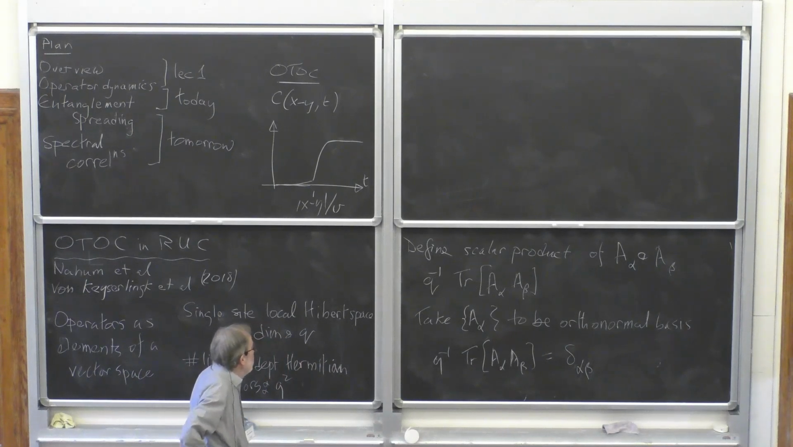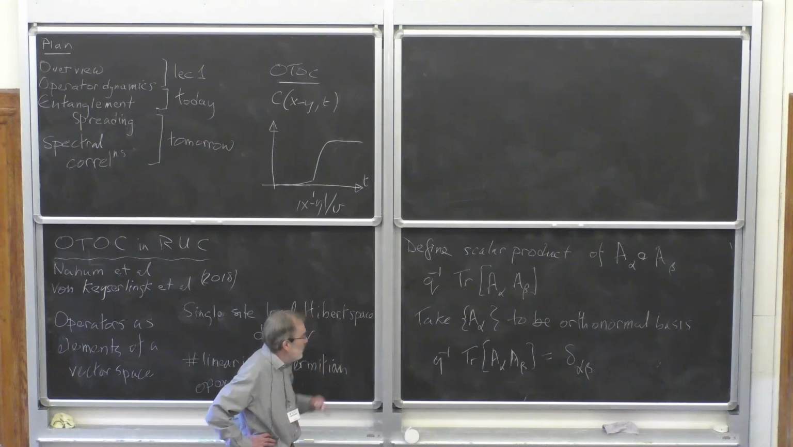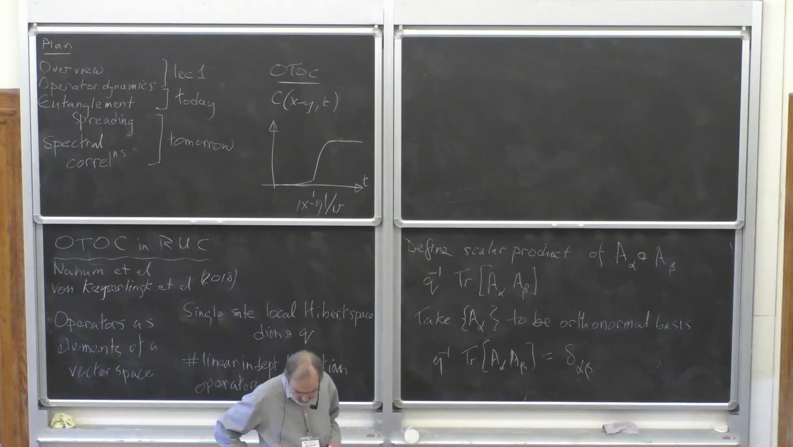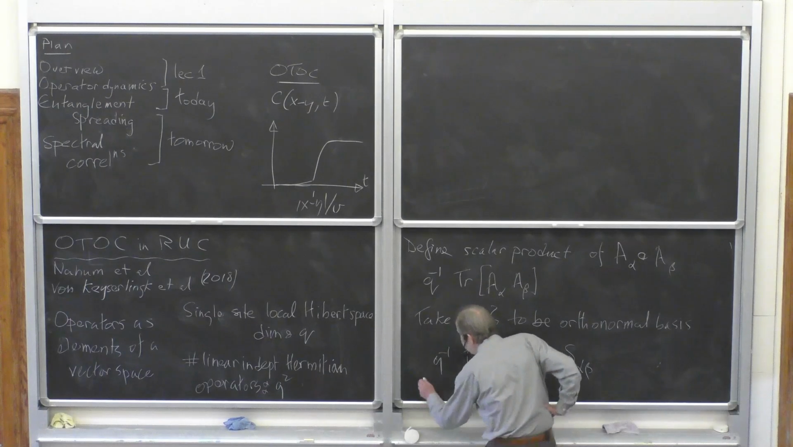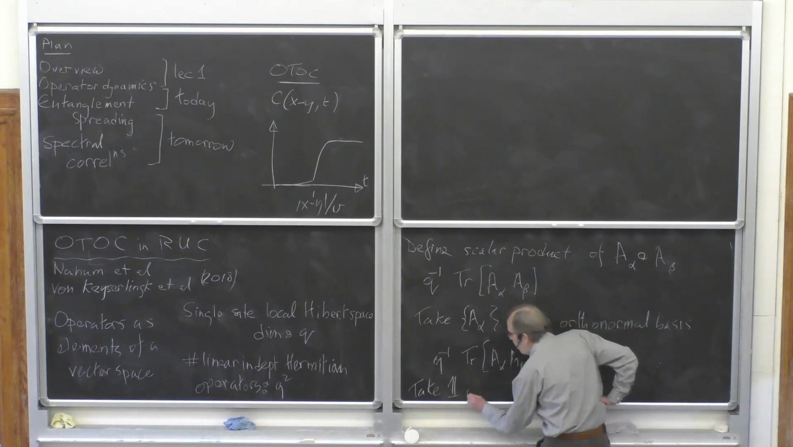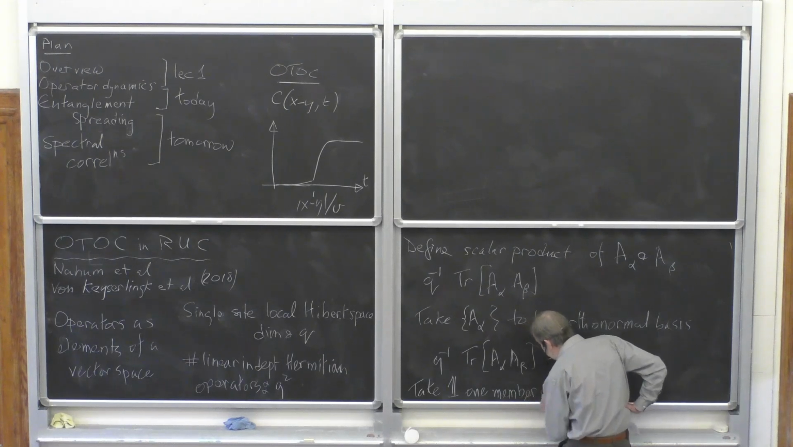Now, the final basic point that I want to make is that in what we're thinking about, the unit operator will play a special role. And although I, in general, might think about an orthonormal basis with all sorts of orientations, I'll take, in fact, the unit operator to be one of my basis operators. So I'll take the identity to be one member of the basis.